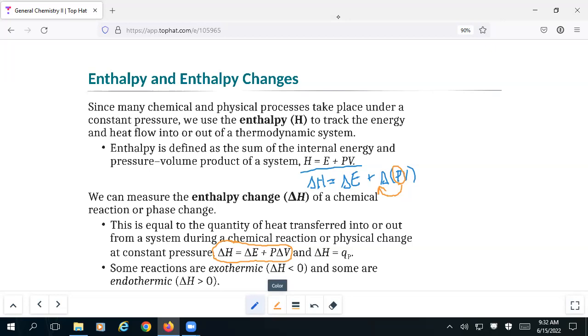When the change in enthalpy for a system is greater than 0, that is, energy has been brought into the system, heat energy has been brought in, we call that an endothermic process. Endo into, thermic heat, heat into the system. When delta H is less than 0, that is negative, it's an exothermic process. Exo meaning out of, thermic heat, heat out of the system.